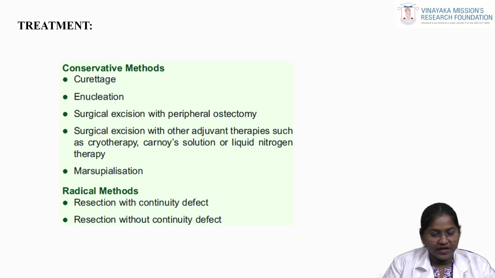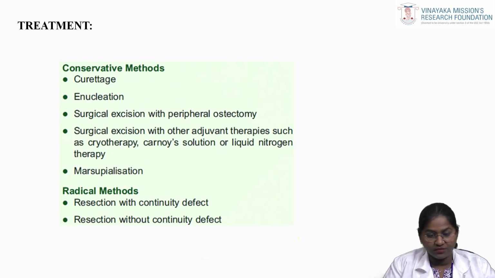So moving on to the treatment. What are the conservative methods? One is curettage, then enucleation, surgical excision with peripheral ostectomy, and surgical excision with other adjuvant therapies like chemical cauterization using Carnoy's solution or liquid nitrogen, that is cryotherapy, or marsupialization. What are the surgical methods? That is radical therapy, which is resection with continuity defect or resection without continuity defect.